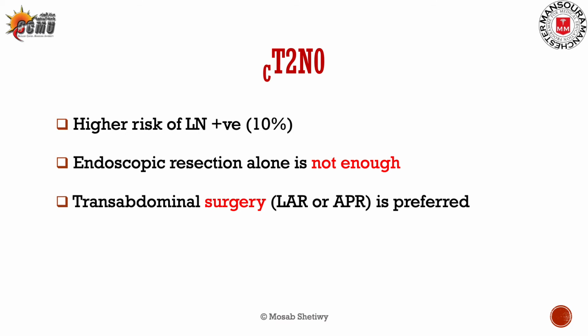T2 and above tumors have a higher risk of lymph node metastasis. About 10% of T2 tumors metastasize to regional lymph nodes. So local excision by endoscopy or colonoscopy is not enough. Transabdominal surgery, like laparoscopic low anterior resection, or even abdominoperineal resection, is preferred. So that's the T2 lesions. Local excision is not enough. They must have a radical resection of this segment.